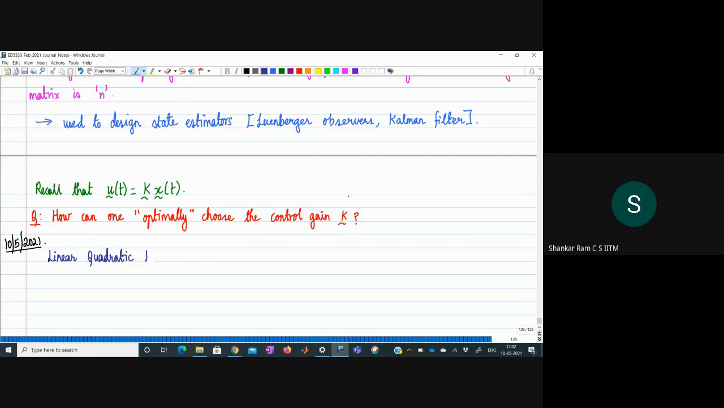The linear quadratic regulator is a very popular optimal controller for linear time invariant systems, using which the control gain K is designed or obtained in an optimal sense, so as to minimize some performance metric or performance index. That is the idea behind this linear quadratic regulator.